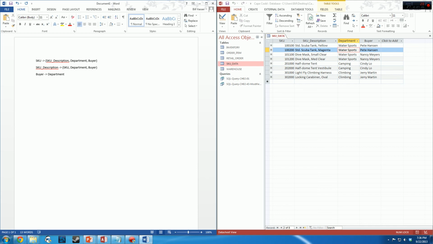So this is an example of how to identify functional dependencies in the SKU data table. In the next lesson, we're going to go through this again using order item. Stay tuned.